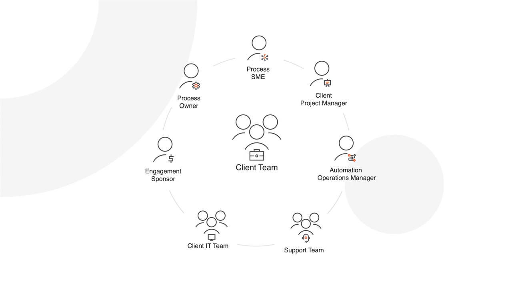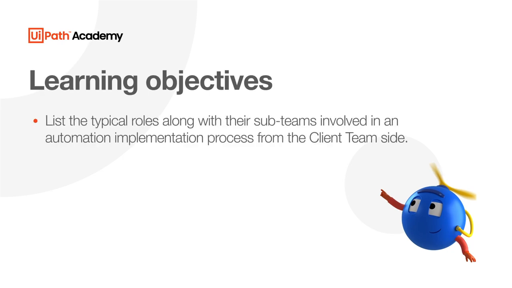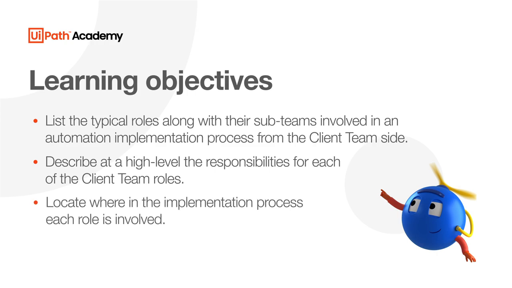So, by the end of this video, you'll be able to list the typical roles along with their sub-teams involved in an automation implementation process from the client team side. Describe at a high level the responsibilities for each of the client team roles. And locate where in the implementation process each role is involved.